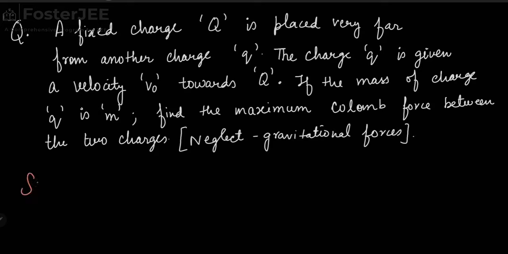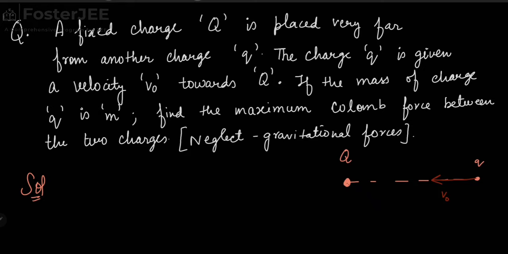First of all, we will understand this problem. We are given that one charge Q is fixed very far from another charge Q, which is given some velocity in the direction of charge Q. The velocity is v naught.